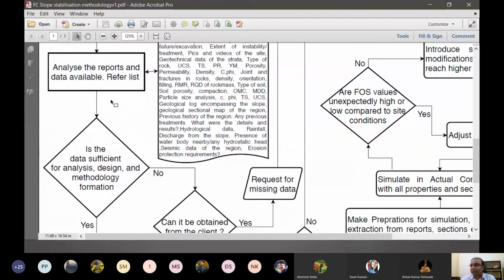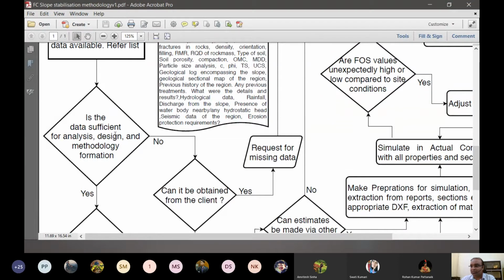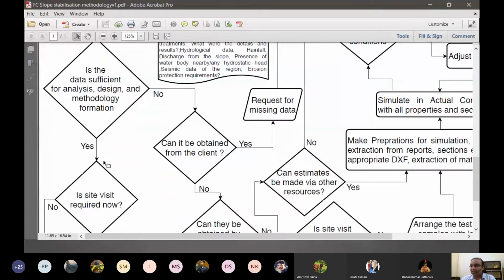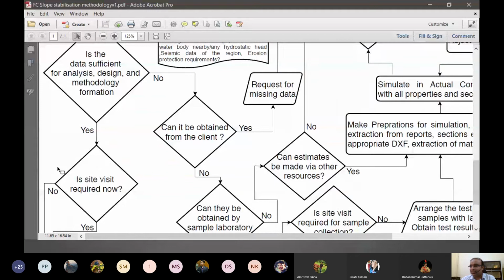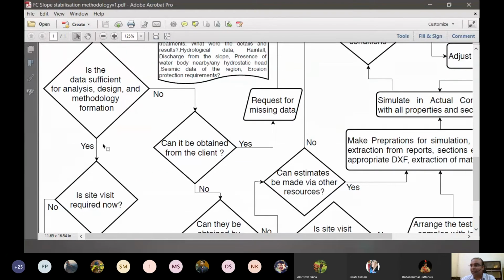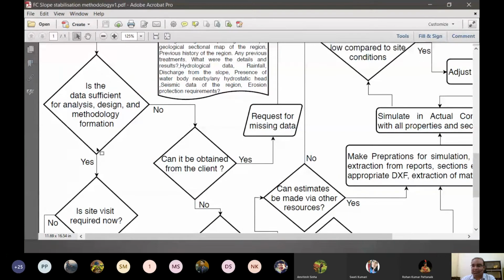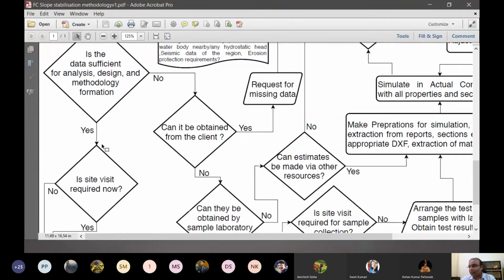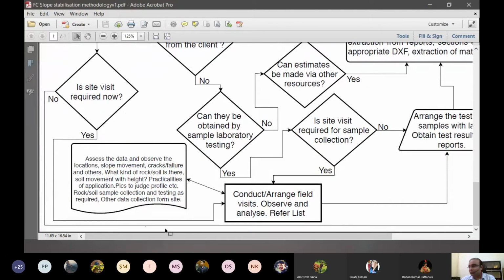So after we refer to this list and analyze the reports, we see a decision again. Is the data sufficient for the analysis, design, and methodology formation? See, analysis, design, and methodology formation, these were the three parts. So if yes, is a site visit required now? In case the data is sufficient, we have to ask if a site visit is required after this. If it is not, then we proceed in some other way that we will cover later.